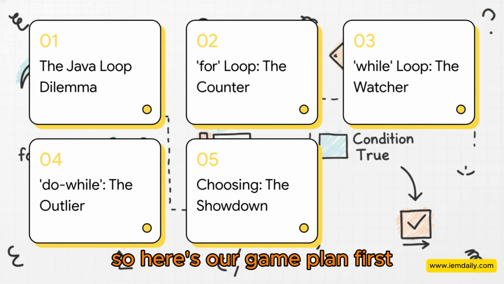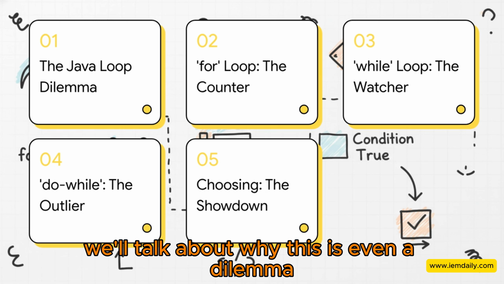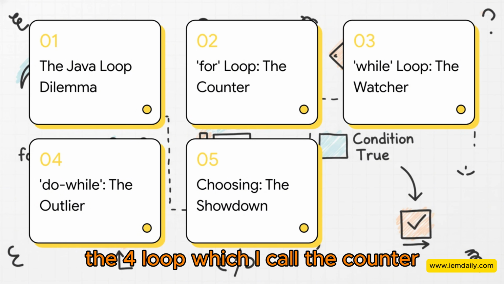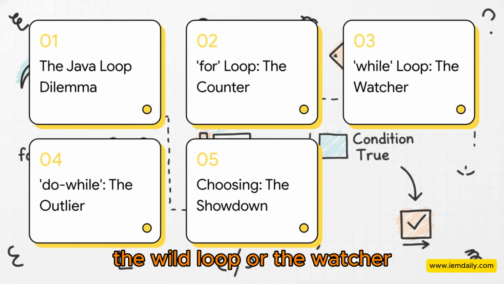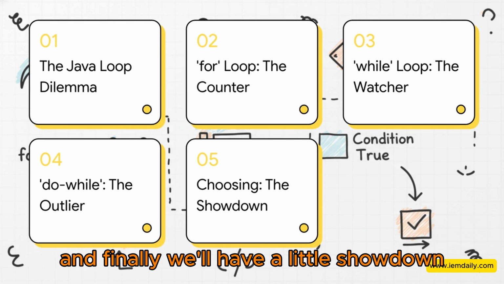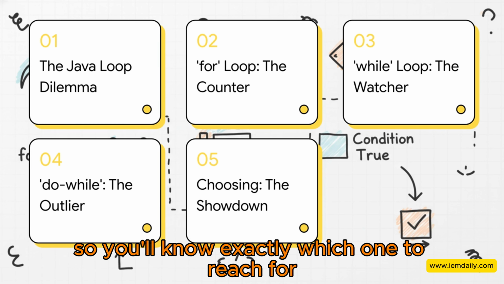So here's our game plan. First, we'll talk about why this is even a dilemma. Then we'll meet our three main players: the for loop, which I call the counter, the while loop, or the watcher, and the do-while loop, the outlier. And finally, we'll have a little showdown so you'll know exactly which one to reach for.